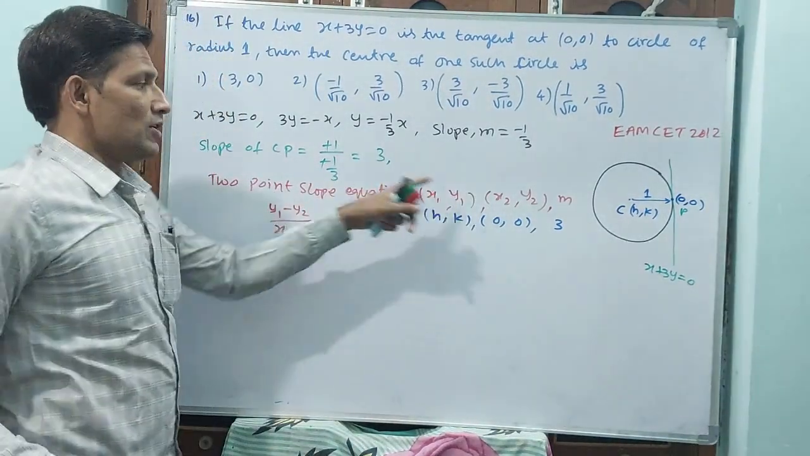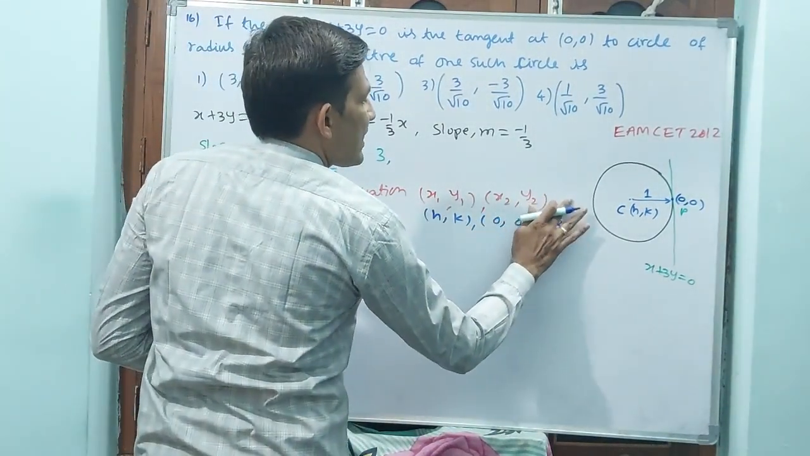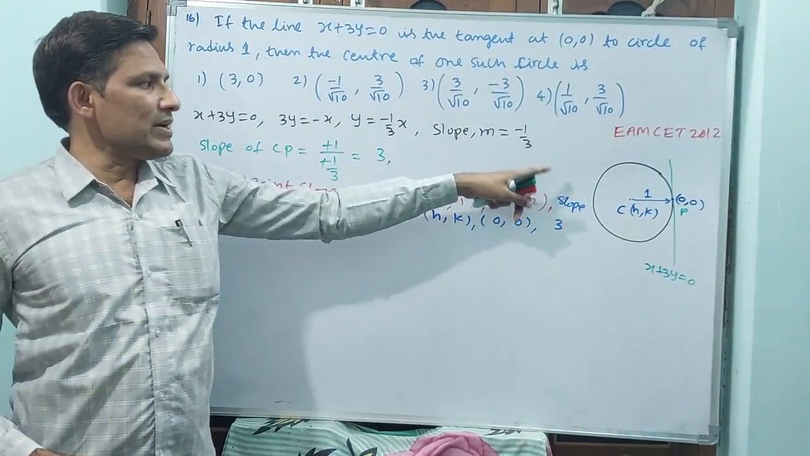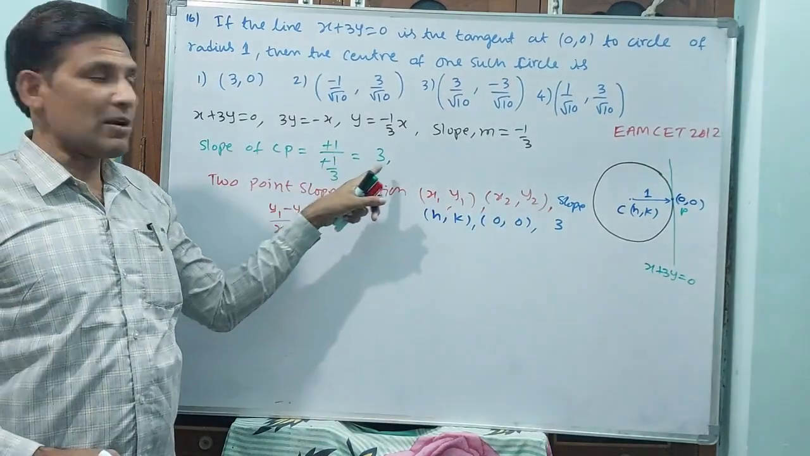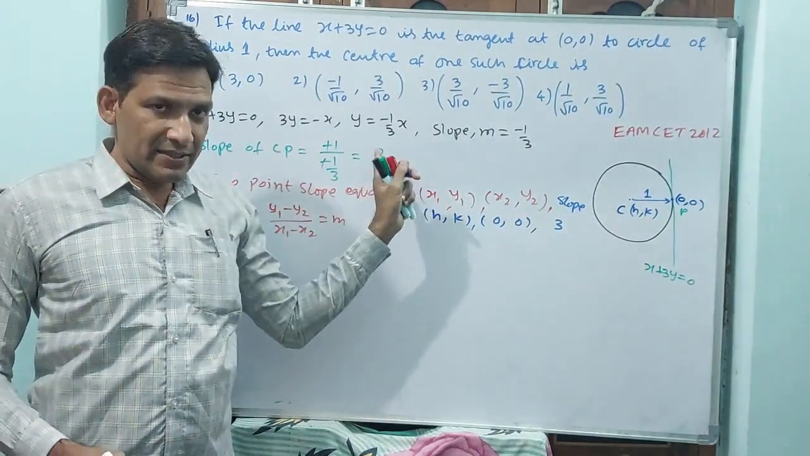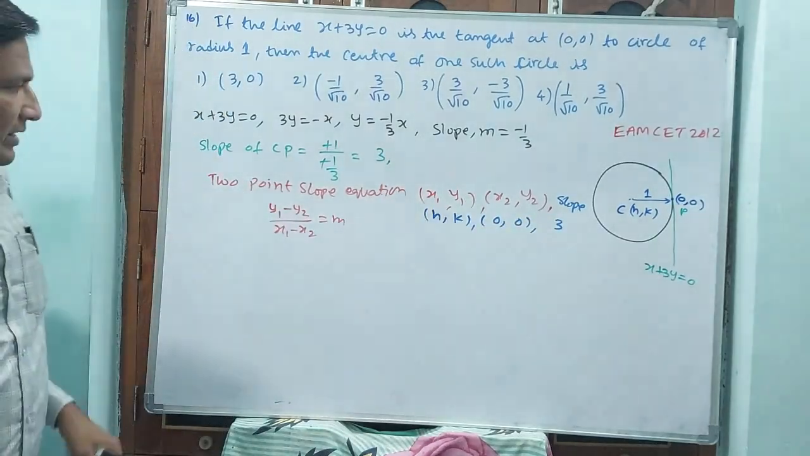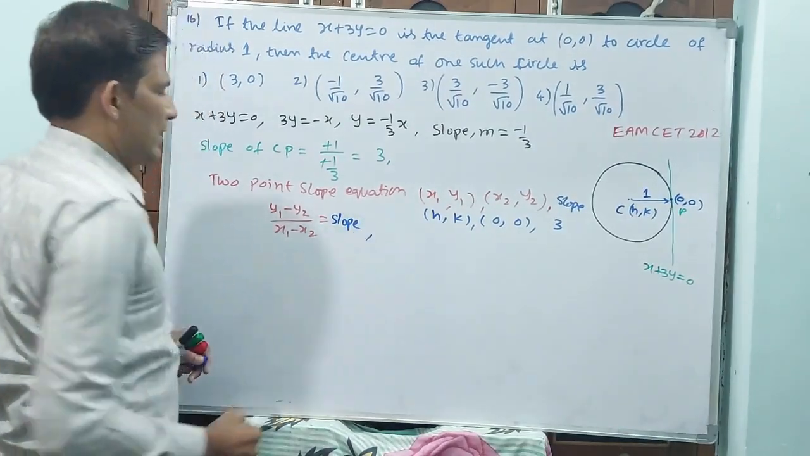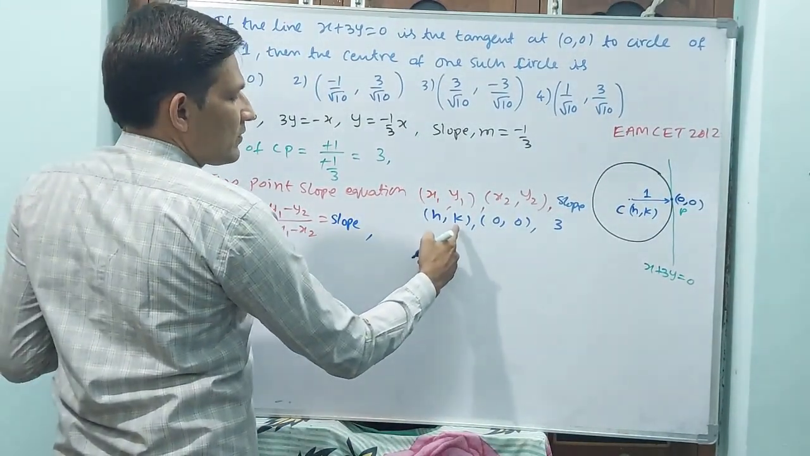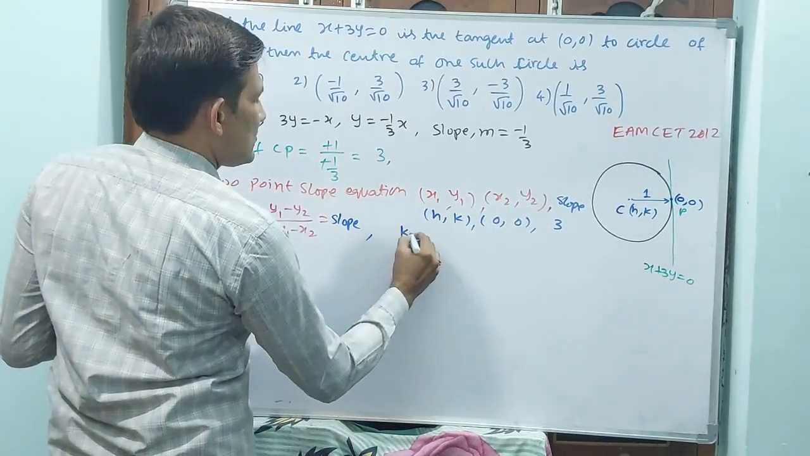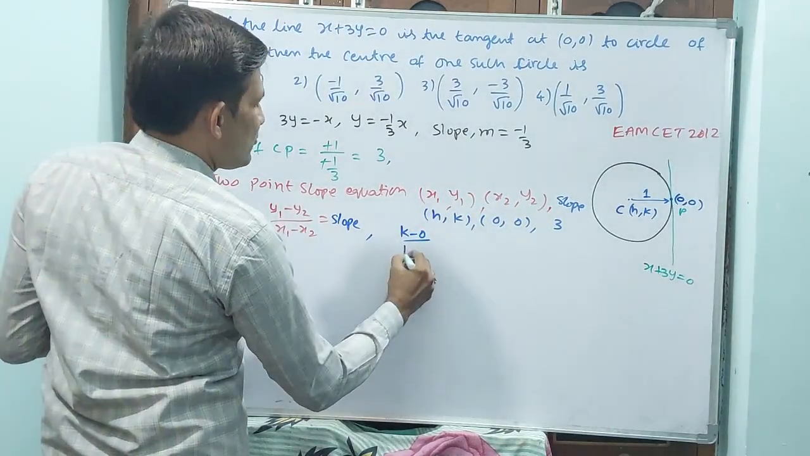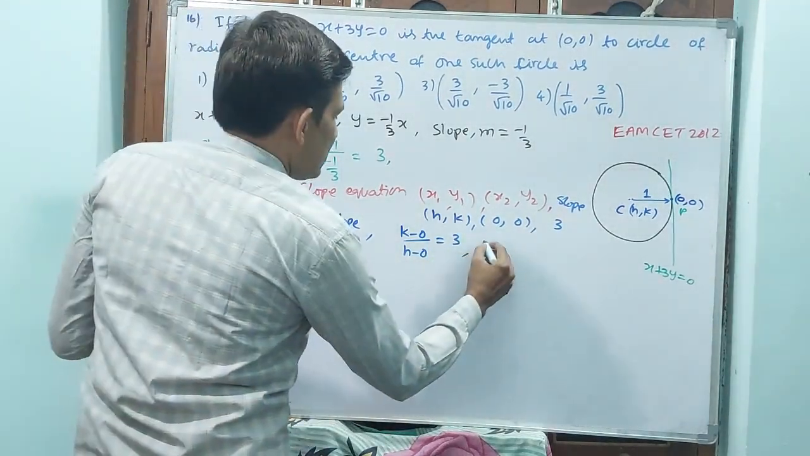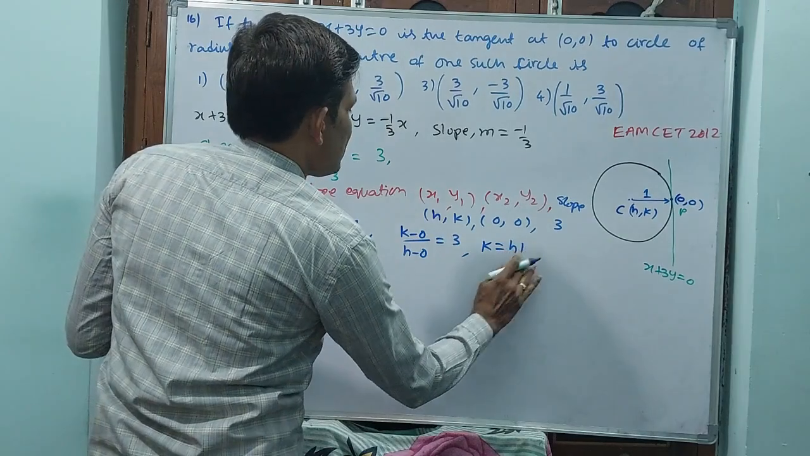See, don't get confused. Here I have written only slope, and I don't write m. Why? Because m is minus 1 by 3, and again you have made minus 1 by minus 1 by 3, so 3 has come. Again, you cannot write this as m. That is why I have written slope. So (y1 minus y2) by (x1 minus x2): k minus 0 by h minus 0 is equal to 3. Or else k is equal to 3h.